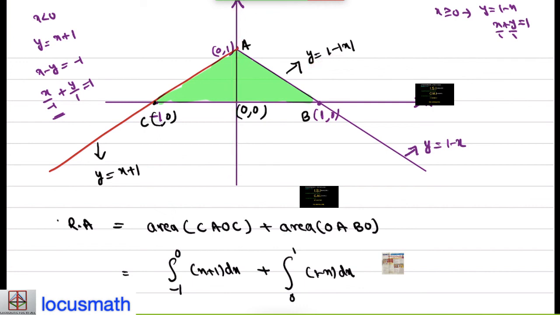Therefore, since it is symmetrical about the y axis, this area is equal to this area. Instead of calculating these two areas separately, you can directly write the required area as 2 times this area. That is, 2 times the integral from 0 to 1 of 1 minus x dx. You can calculate this one, that is the alternate method.